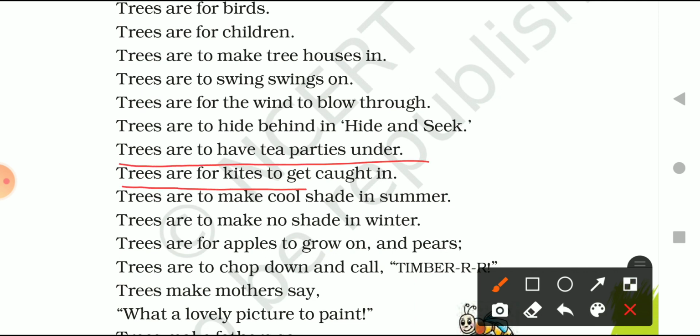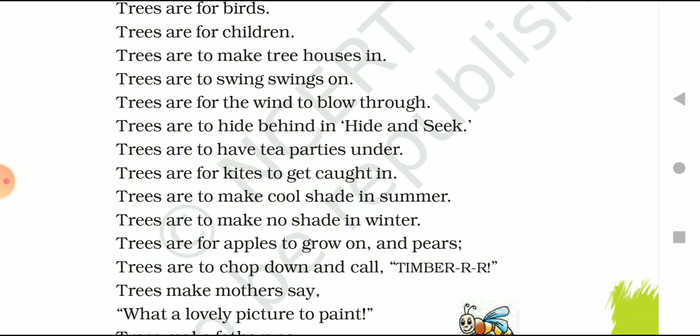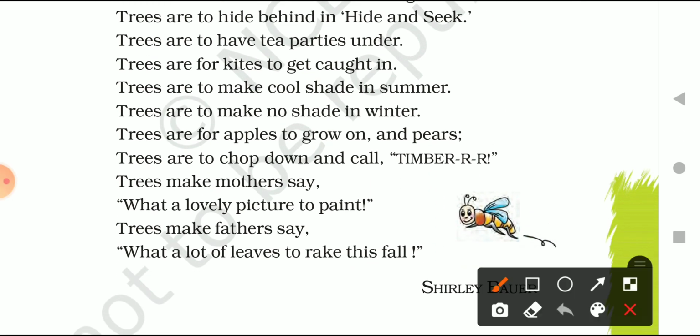Trees are for kites to get caught in. Trees are to make cool shades in summer. Trees are to make no shade in winter. Trees are for apples to grow on, and pears. Trees are to chop down and call timber. Trees make mothers say, "What a lovely picture to paint." Trees make fathers say, "What a lot of leaves to rake this fall."